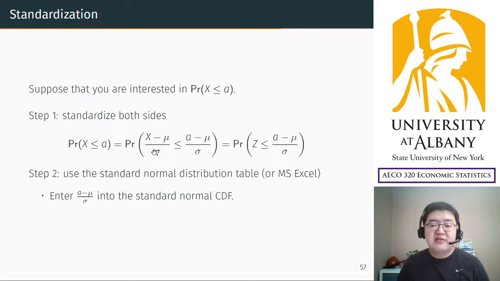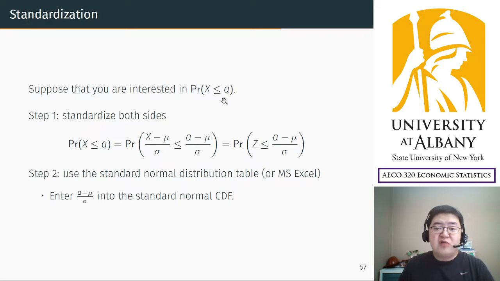Therefore, the left-hand side of the inequality is the standard normal random variable z. But the right-hand side is a new value. That means the probability that the original random variable is smaller than a equals another probability about a standard normal distribution. But the value must be different, standardized in the same method with the same parameters.